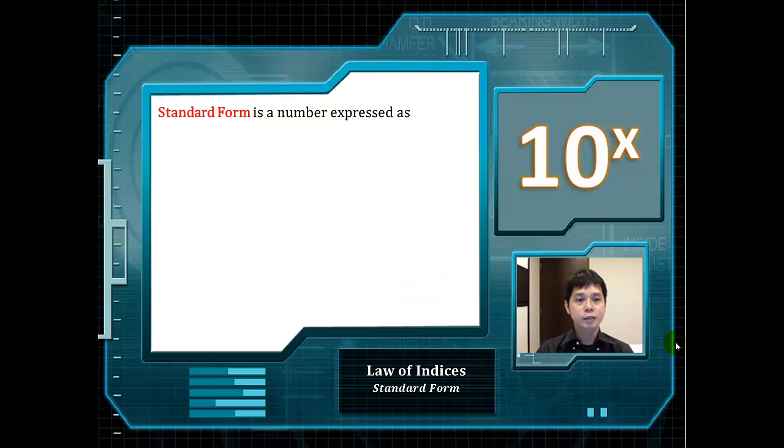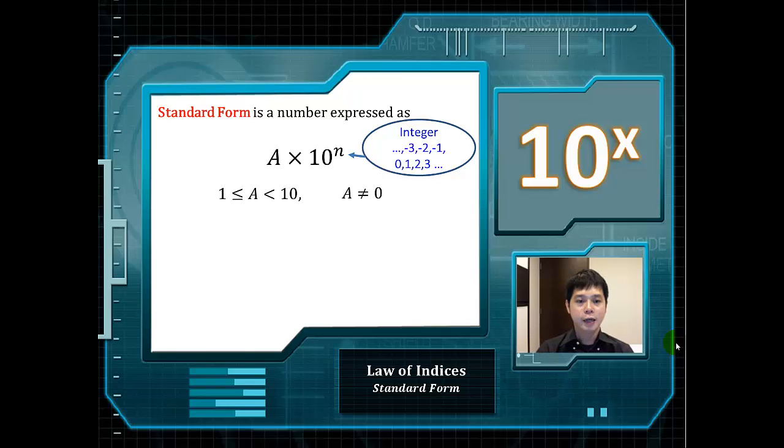By definition, standard form is a number expressed as a multiplied by 10 to the power of n. To recall, an integer are numbers such as negative 3, negative 2, negative 1, 0, 1, 2, 3. And a is a number more than or equals to 1 and less than 10. And a cannot be 0. Don't worry if this seems a bit daunting at this point. I'll give some examples to illustrate what are standard forms.